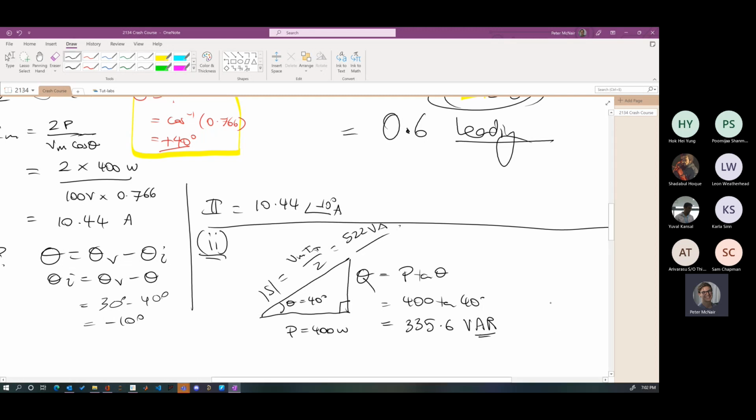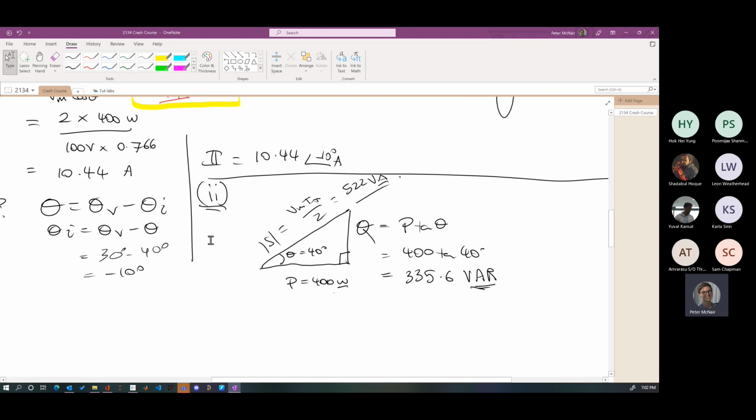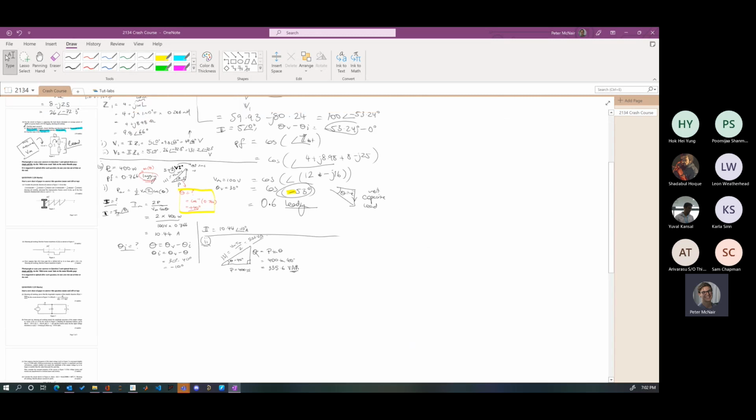Units are very important here, so make sure that you write your units: watts, volt amps, volt amperes reactive. But yeah, any questions on that diagram?